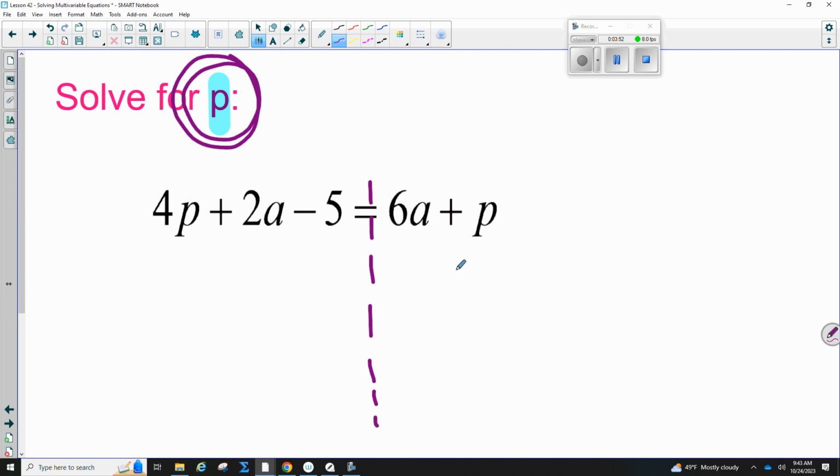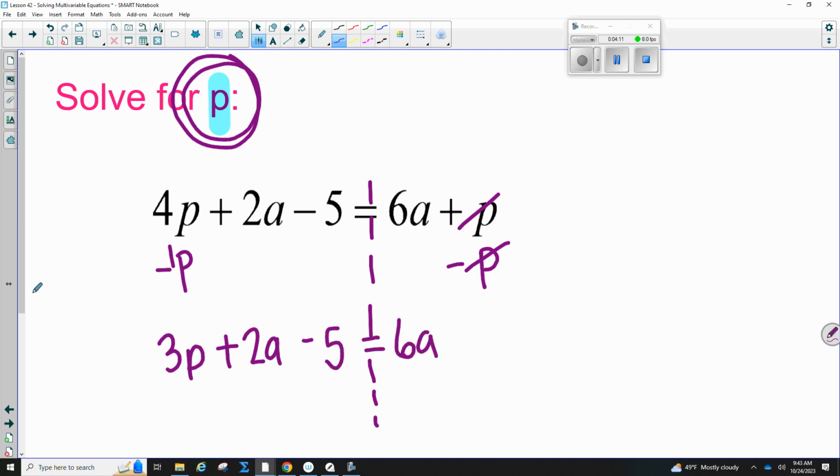So I'm going to subtract this p, and I'm going to line it up over here. I'm going to subtract that p so that those cancel out. This is a 4p minus a 1p, so that's 3p plus 2a minus 5 equals 6a.